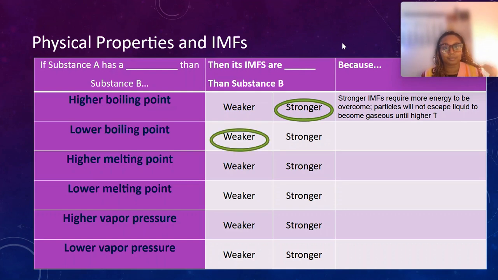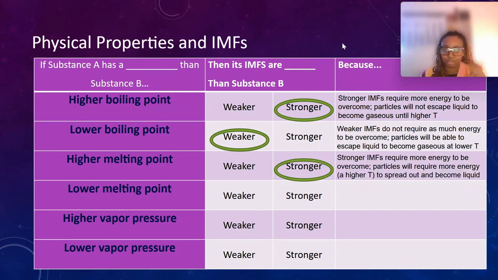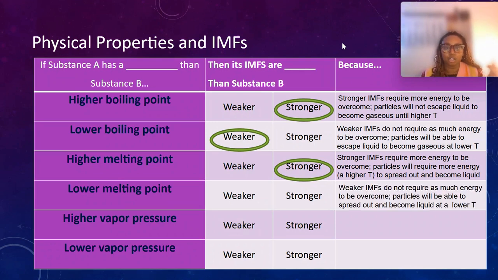Okay. Lower boiling point, weaker. So quite the opposite. Weaker ones do not need a lot of energy to be broken up. So the particles can easily escape the form they're in and become gaseous at a lower temperature. A higher melting point, stronger intermolecular forces. Hopefully you're noticing a pattern. Stronger intermolecular forces require more energy to be overcome, to be broken, basically. So particles will require more energy, a higher temperature, to spread out and become liquid. A lower melting point, weaker intermolecular forces, do not require as much energy to overcome. Particles will be able to spread out and become liquid at a lower temperature.